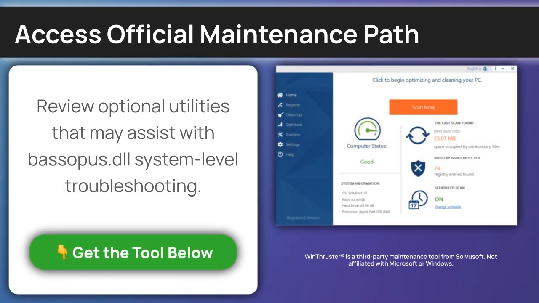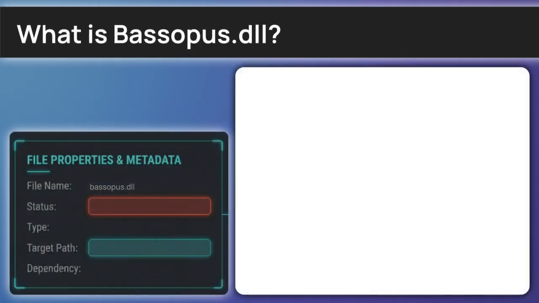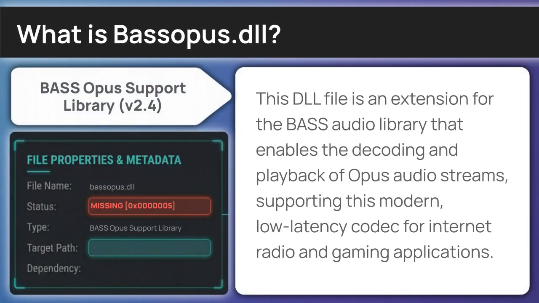This DLL file is an extension for the BASS audio library that enables the decoding and playback of Opus audio streams, supporting this modern, low-latency codec for internet radio and gaming applications. Understanding the file's role is a great start. Now let's look at replacing it.